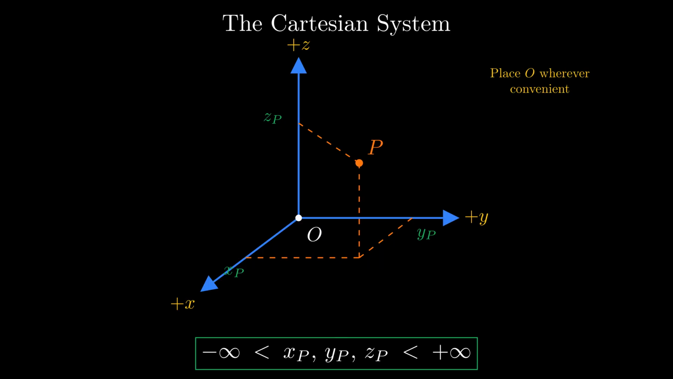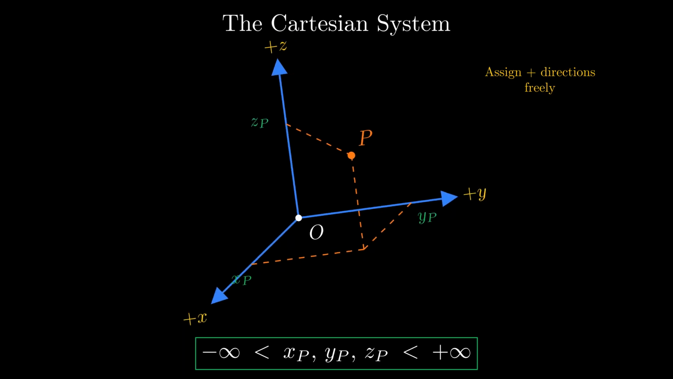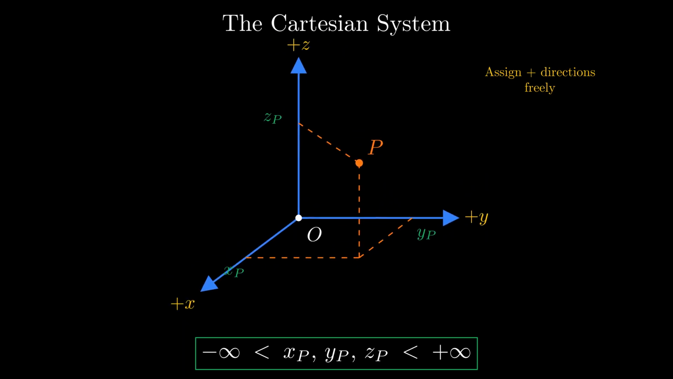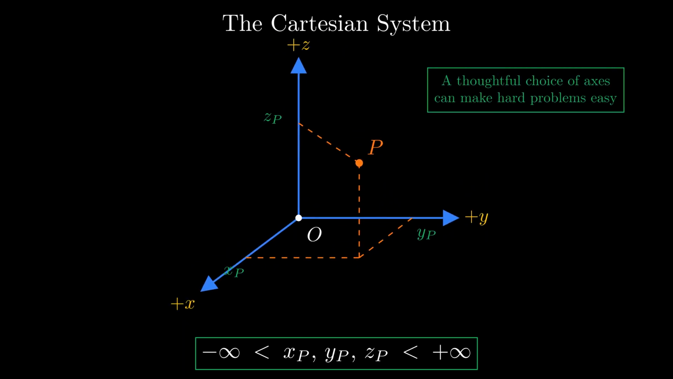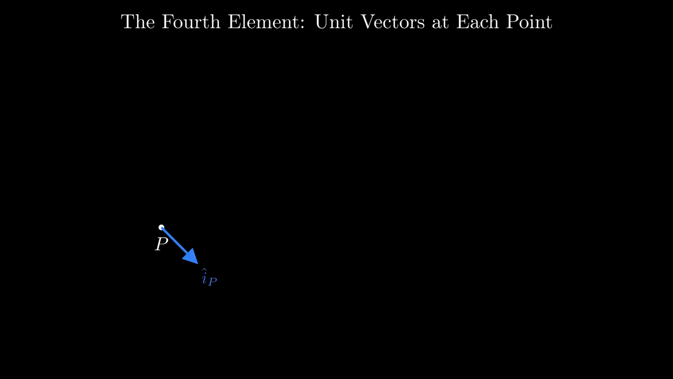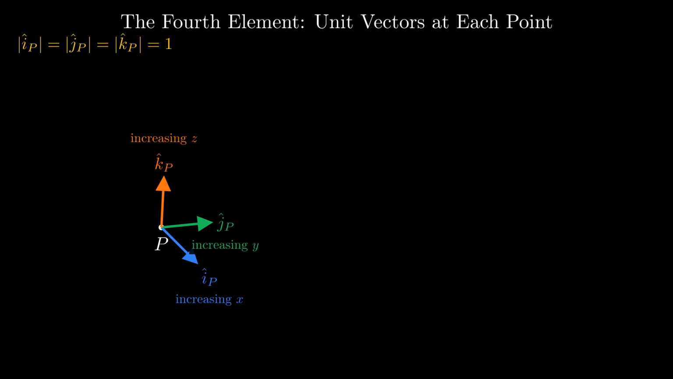Place the origin wherever it's most convenient and assign positive directions freely. A problem that's difficult with conventional choices can become much easier with a thoughtful choice of axes. Now the fourth element. At each point P, attach three unit vectors: î_P, ĵ_P, and k̂_P. Each has magnitude 1. The vector î points in the direction of increasing x at point P. Similarly, ĵ points towards increasing y, and k̂ towards increasing z.